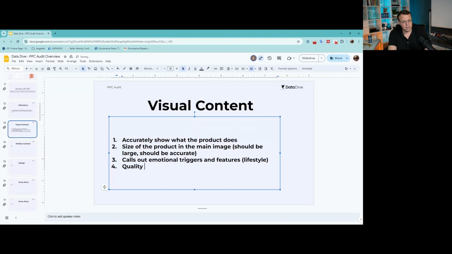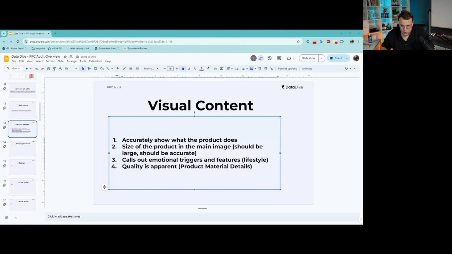Psychologically, quality is apparent. So product material details are super important. People are very funny. Just psychologically, if you can see the details on the material type, we will subconsciously think that that's a higher quality product than one that is a little bit further away with less resolution.